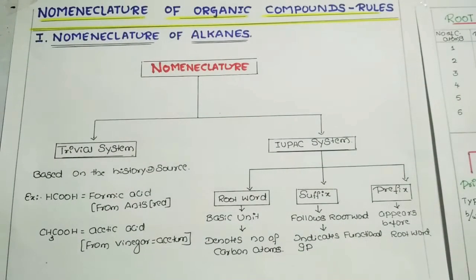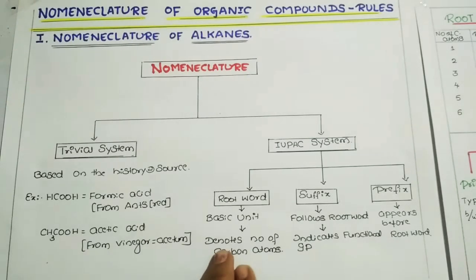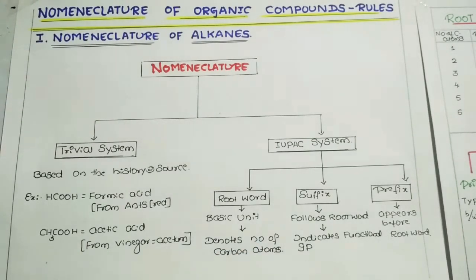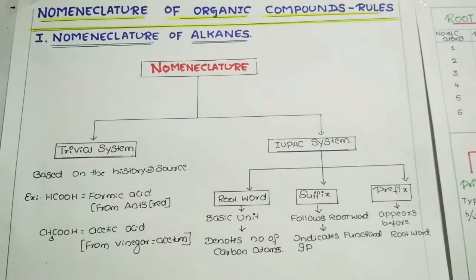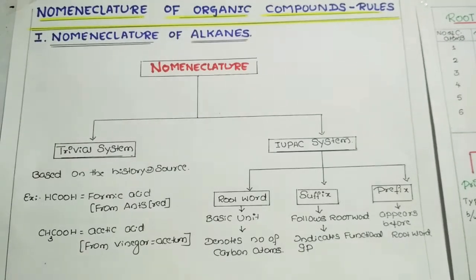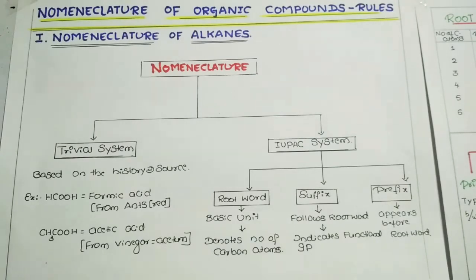It's a basic unit, as I told, which denotes the number of carbon atoms. So the root word will tell the number of carbon atoms that are present. If it's one carbon atom, what are we going to call it? If it is two carbon atoms, what are we supposed to call it? All these things we can decide by the root word.